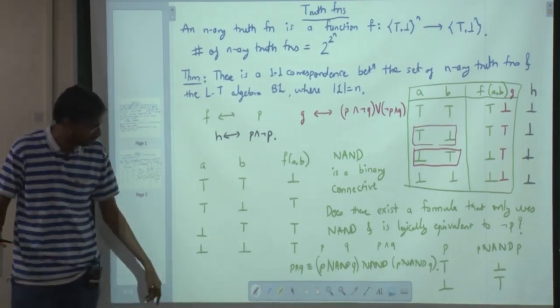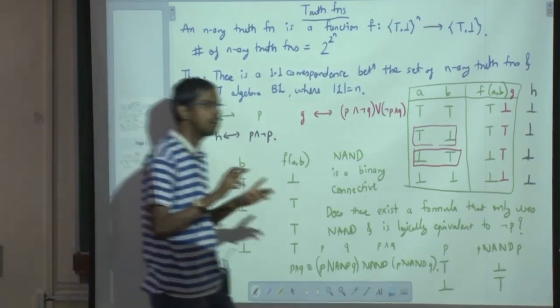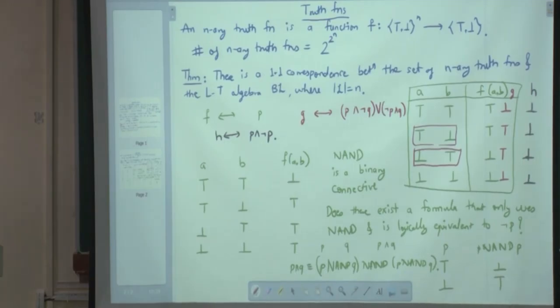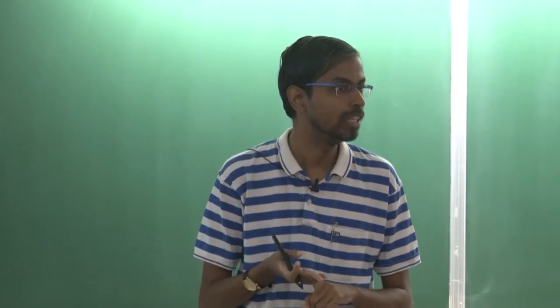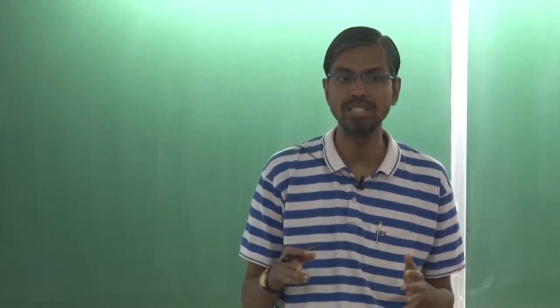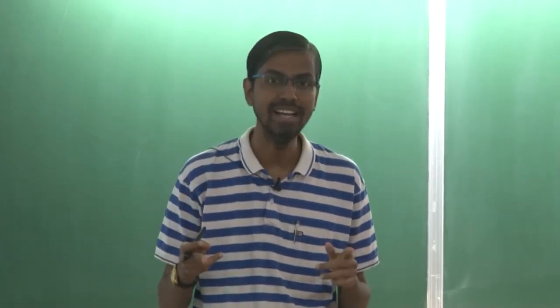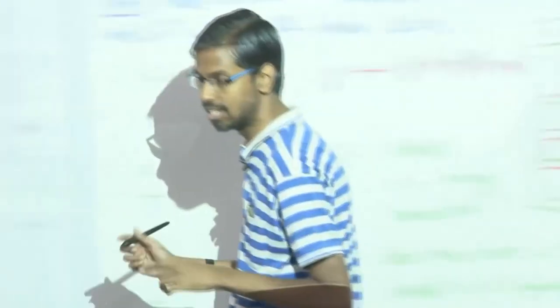So now what happened? NAND was a single binary connective, and from that single binary connective I could write negation and I could write conjunction. And all our formulas are constructed only using negation and conjunction. Therefore, every formula is logically equivalent to a formula that only uses NAND. We express this fact by saying that singleton NAND is an adequate set of connectives. Okay, let me write this down.